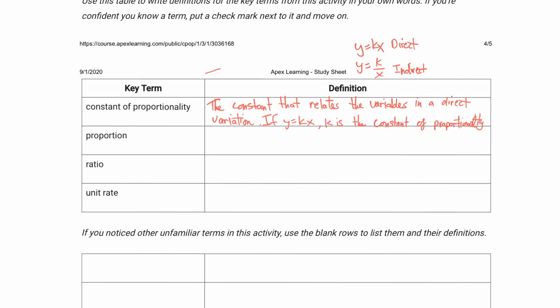Well, I'm just going to say, first off, two equal fractions. But also, it's an equation. A ratio is a comparison that shows the relative size of two quantities.